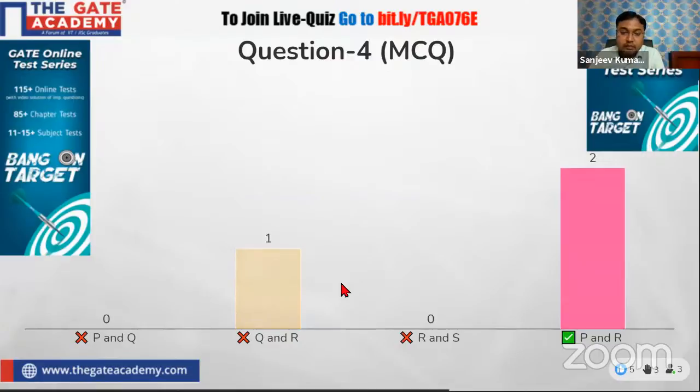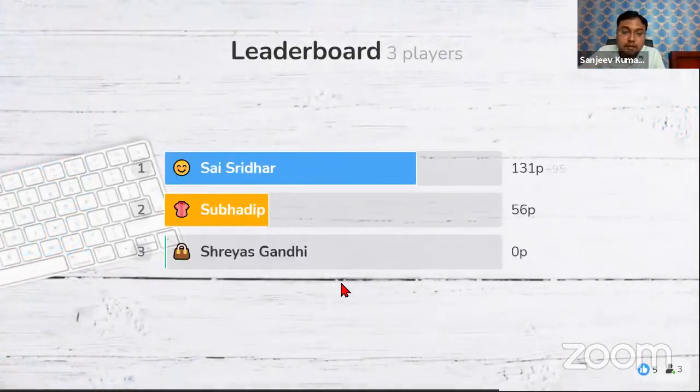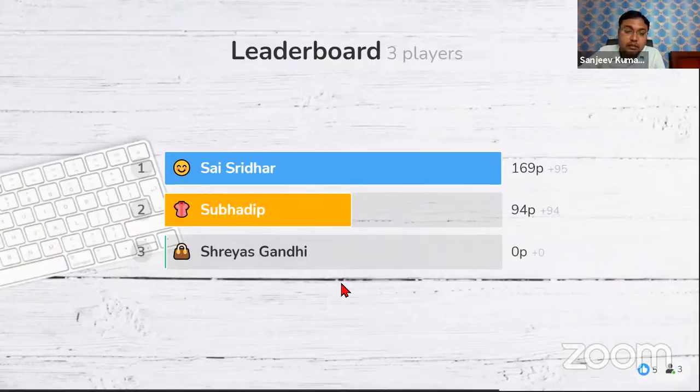So P and R, very good. 2% have given the right answer. Very happy to see this. So let's go to the leaderboard. Yes, Subhadeep, very good. You have given the right answer. And Sridhar, you have also given the right answer. Shreyas Gandhi, you can try still. We have 2 more questions.